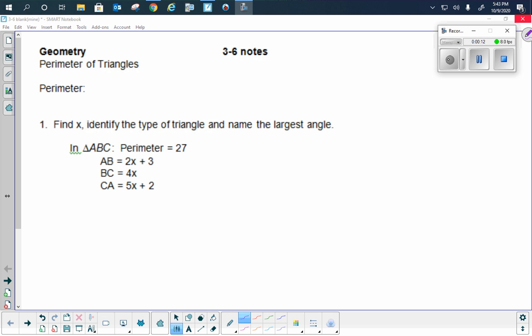Okay, so perimeter. I know you've talked about perimeter before, and you know from previous classes that perimeter is the distance around the outside of something. So the distance around the outside of something.